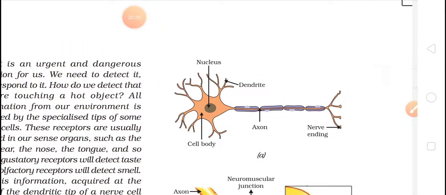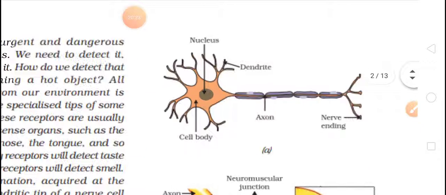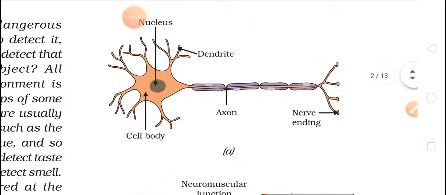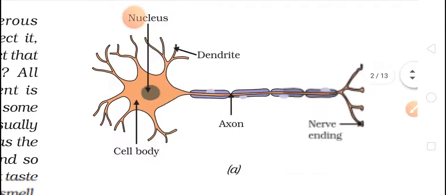Now, first let me explain the structure which is given here. Let me zoom so that it's clear. So this is the structure of a neuron. What is a neuron? It is the structural and functional unit of the nervous system. Nephron we did yesterday, today we are doing neurons. This structure I know you have done in 9th. I'll just recall it quickly and then we'll move further.